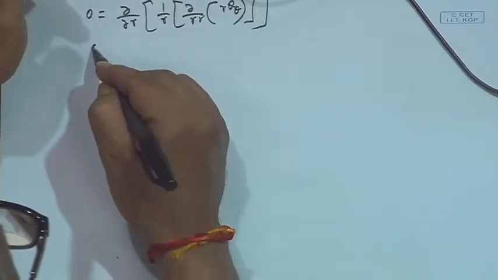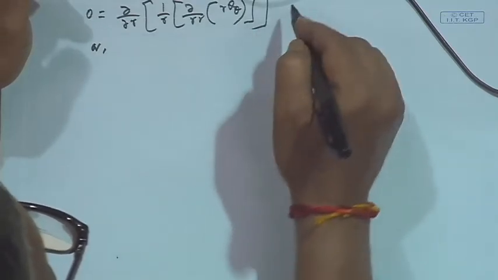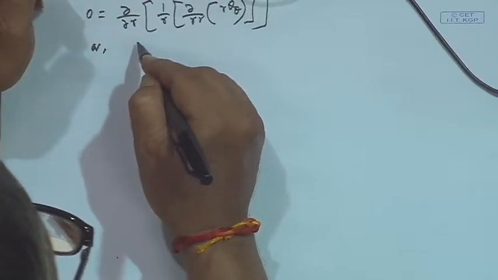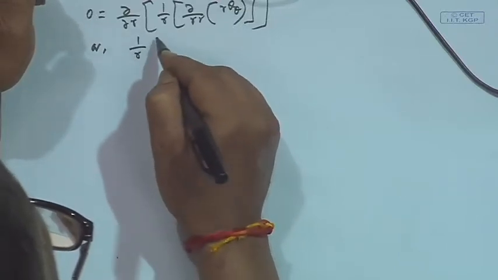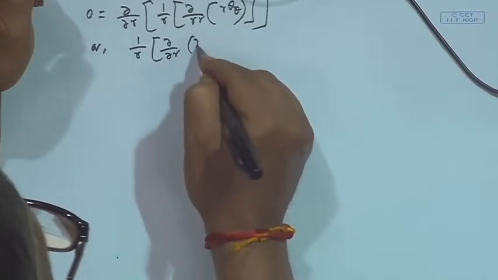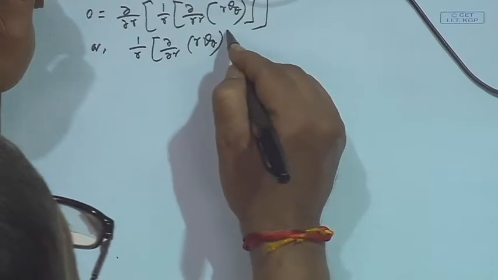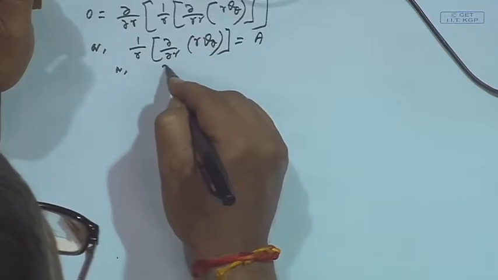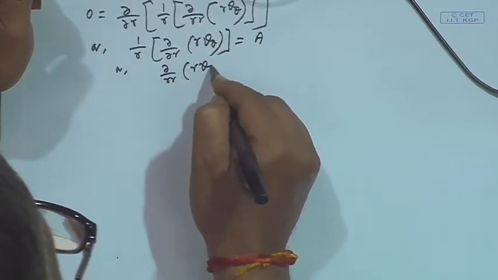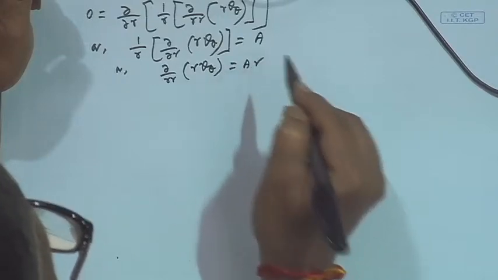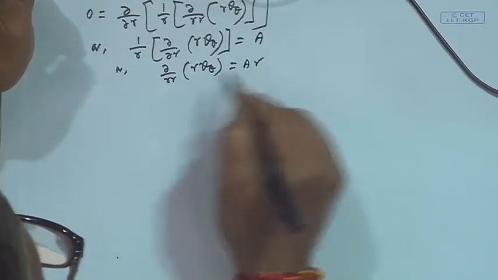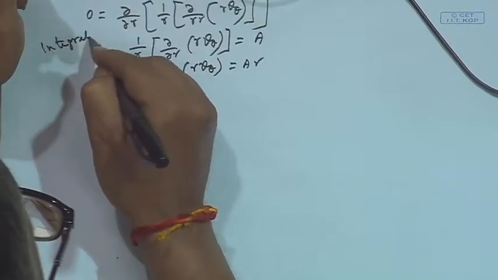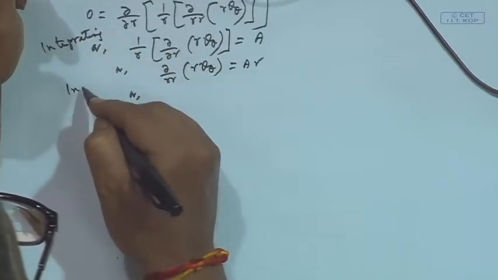And we also wrote that on first integration, 1 by r del by del r of r V theta equals A. On simplification, we write del by del r of r V theta equals A r. On second integration, integrating again.